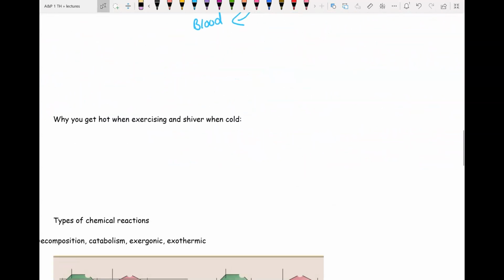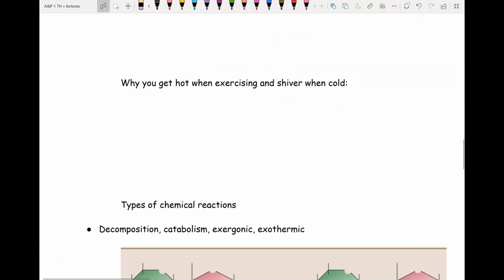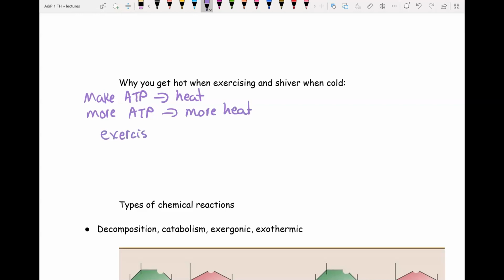So think about this. Let's put some implications to this. You get hot when you exercise and you shiver when you're cold. Well, whenever you make ATP, one of the payments you get is heat. So the more ATP you make, such as when you exercise, the more heat you produce. So when you exercise, you need more ATP. Therefore, you make more heat.